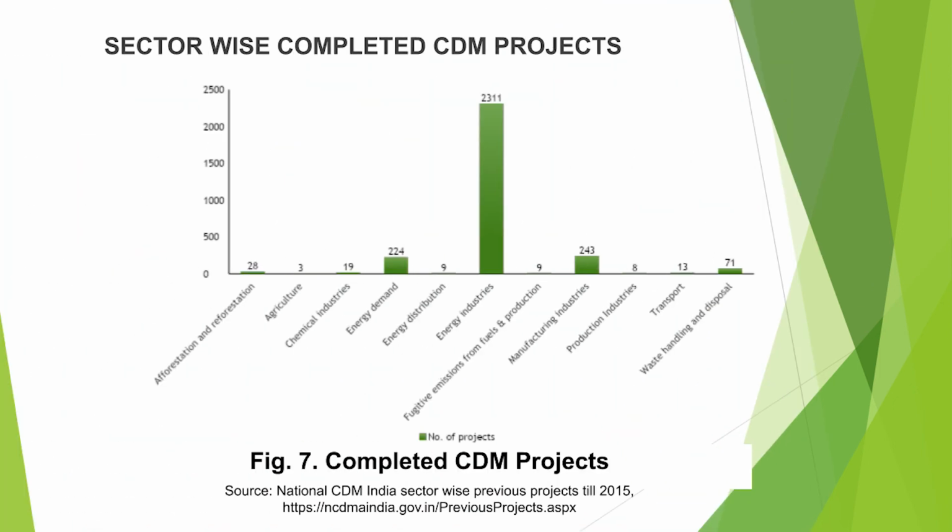And here you can see the completed CDM projects in terms of the sector wise. So in this figure you can see there are three major sectors, and one of the major sectors is energy industries and energy demand, and the third one is manufacturing industries. So there are many more industries as well which require these CDM projects.